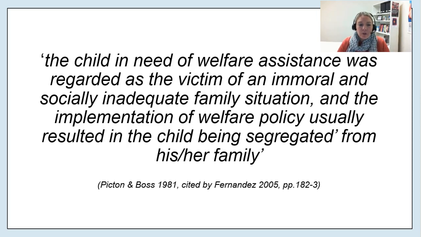So here's another quote, which notes that the child in need of welfare assistance was regarded as the victim of an immoral and socially inadequate family situation, and the implementation of welfare policy usually resulted in the child being segregated from his or her family. So as you can see, again, quite a punitive approach. That's not to say that similar things haven't continued to happen, but I think now in child welfare, we have a better understanding of the importance of attachment and the importance of family and primary caregiver bonds, and a little bit more about that later in the lecture.